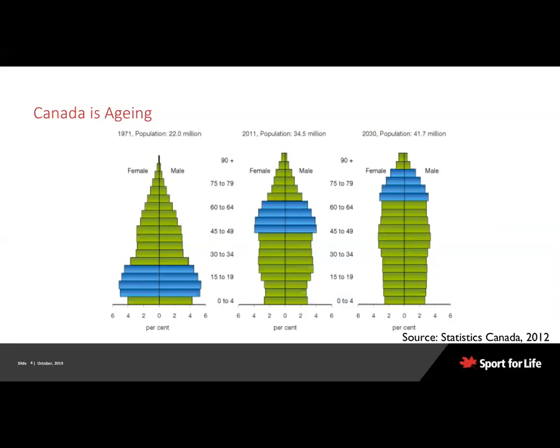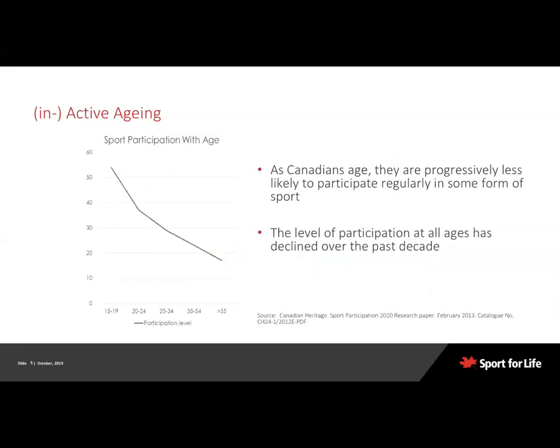So how do we ensure that our older adults are able to have independence, because they're mobile, they're engaged, and they're having a high quality of life?